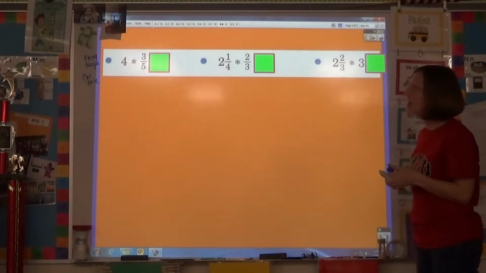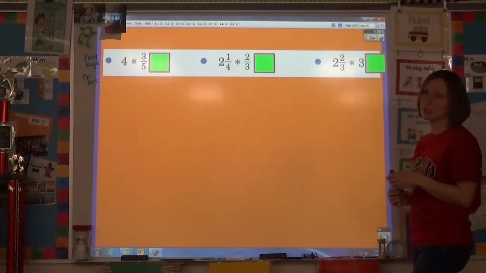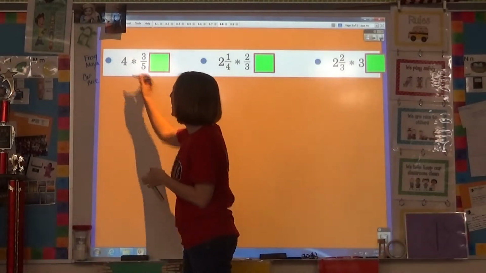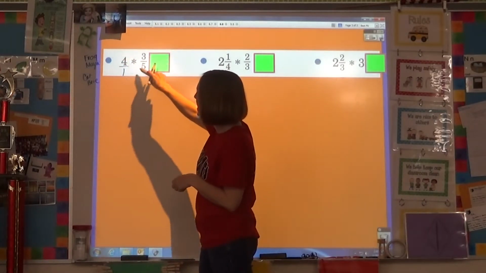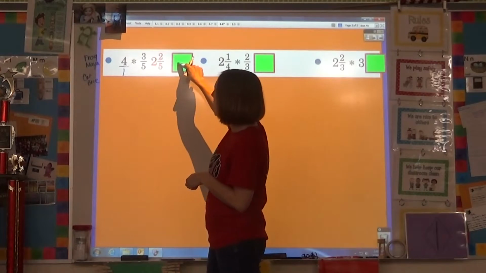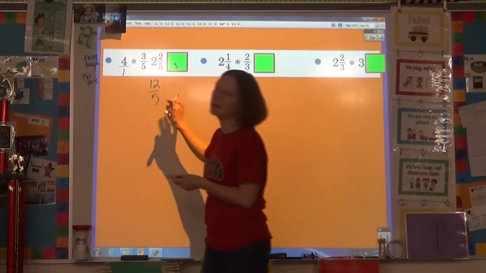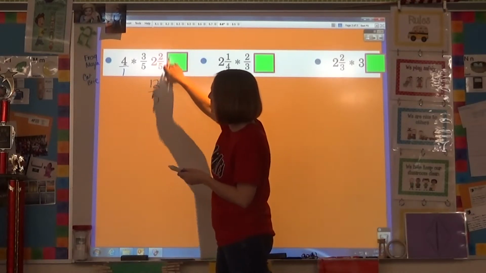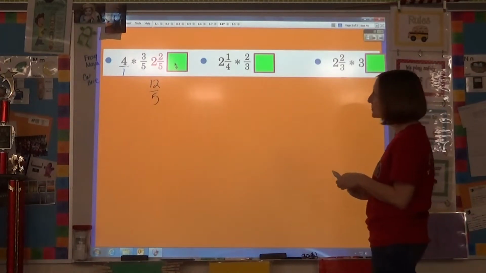Alright, here we have either whole numbers times fractions or mixed numbers times fractions. So whenever you have a whole number, you know now that you put that over 1. So 4 times 3 is 12, 1 times 5 is 5. So I would get 12 fifths. But simplified, we have to change our improper fraction. So 5 goes into 12 twice, there's 2 left over out of the 5, so I get 2 and 2/5 as my simplified answer.